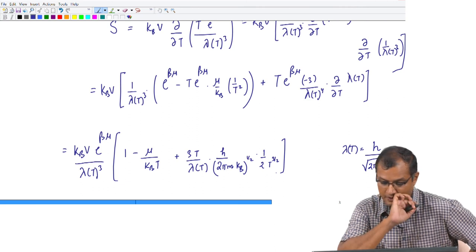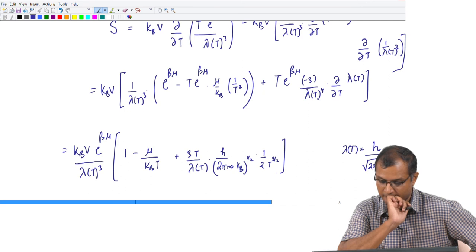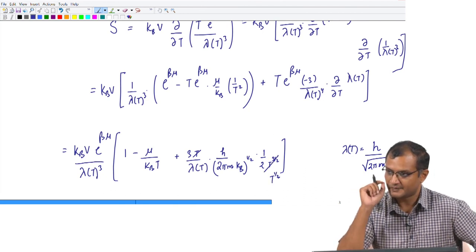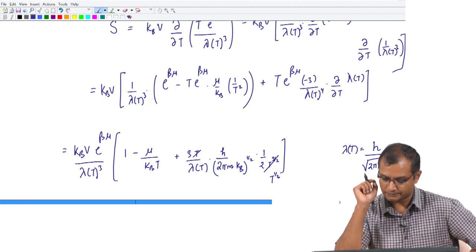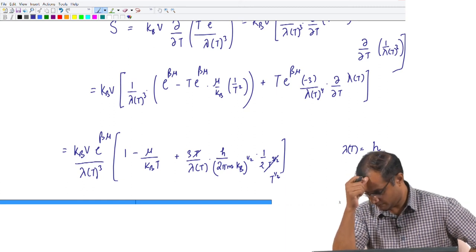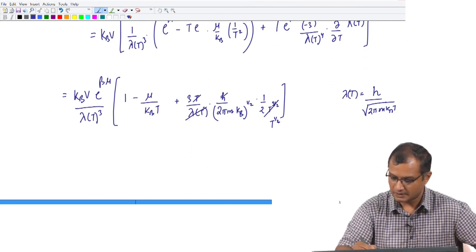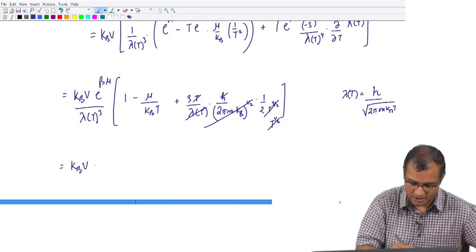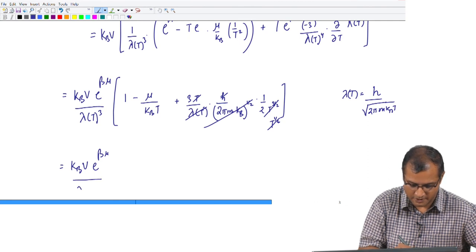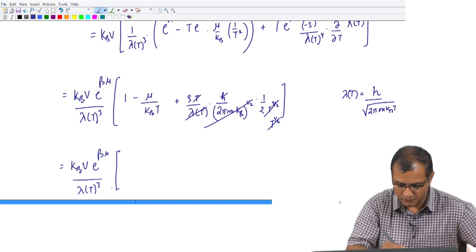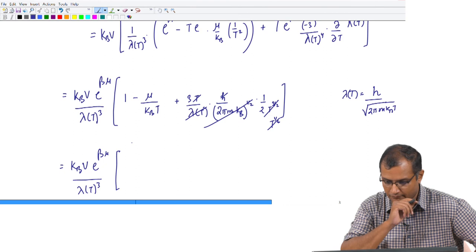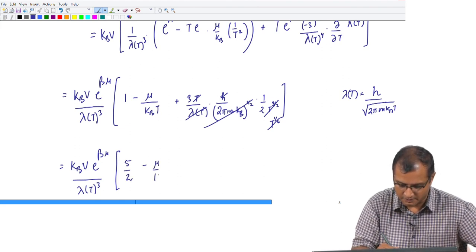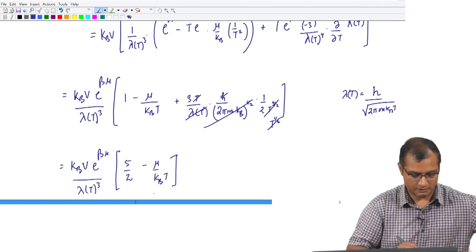Okay. So, then I will have to take in a few terms here and there. What I am going to do is basically knock off this T with 3 by 2, and so this will become just T raised to 1 half. And that would be nothing but just a lambda T in the numerator. So, that will cancel off with this term, okay. And what I will have is just 3 by 2 in the second term. So, this is just k B V e raised to beta mu upon lambda T to the power 3. And this will just give me 5 by 2 minus mu by kT. Okay. So, let us just check if the expression is correct.